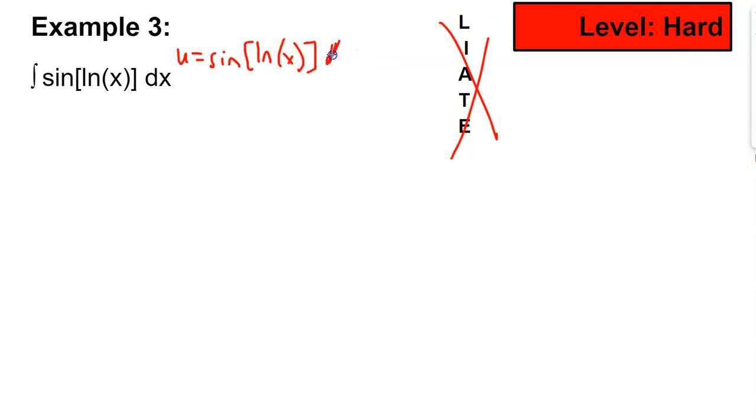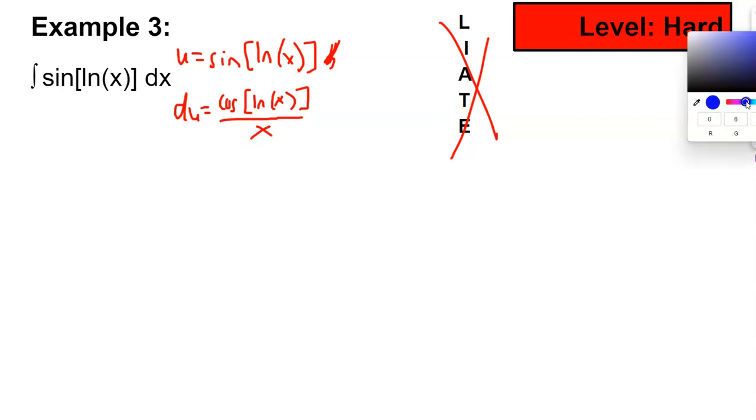Okay, that d should not be there, but we're going to have this as u, because finding the derivative of this function is undeniably going to be easier than finding the antiderivative. So du, we have to use the chain rule. It's going to be cosine of ln of x, and then we have to multiply by the derivative of what's inside. The derivative of ln of x is 1 over x, so we just have all this over x.